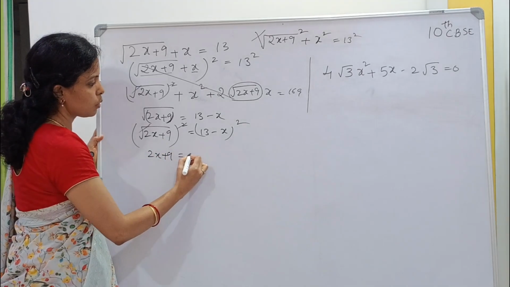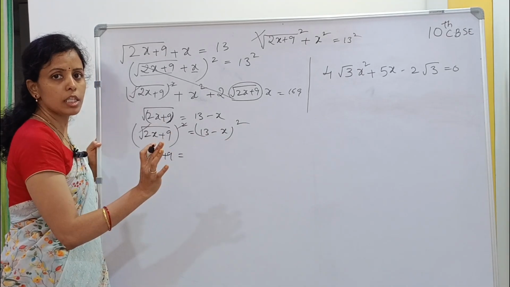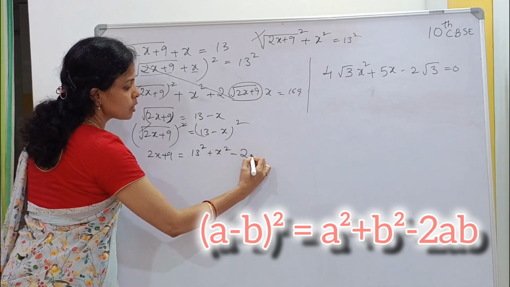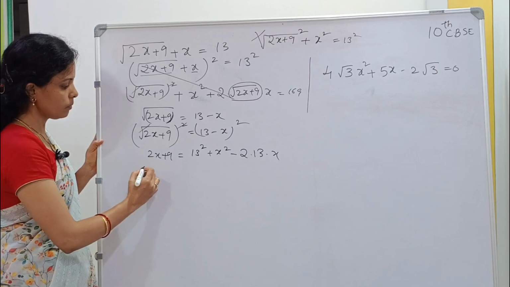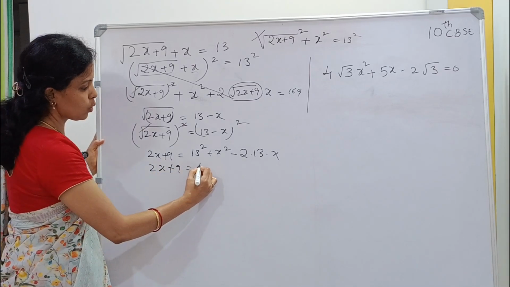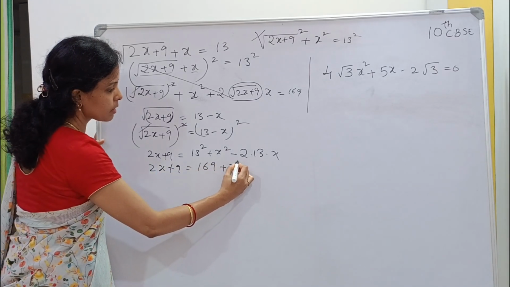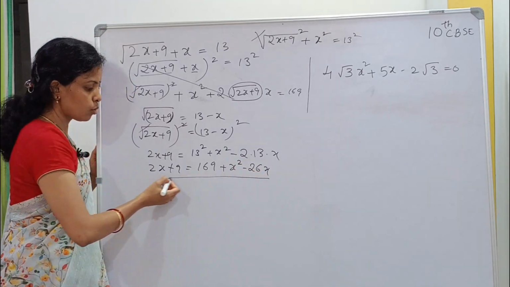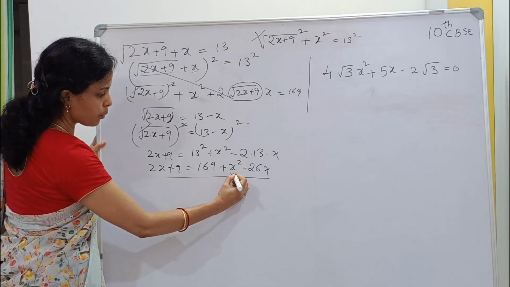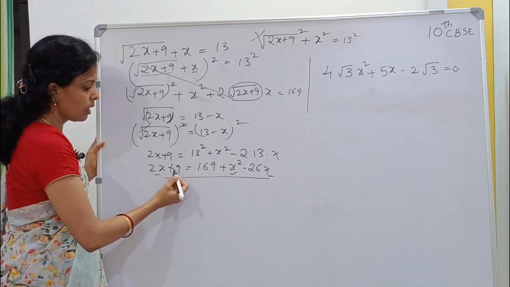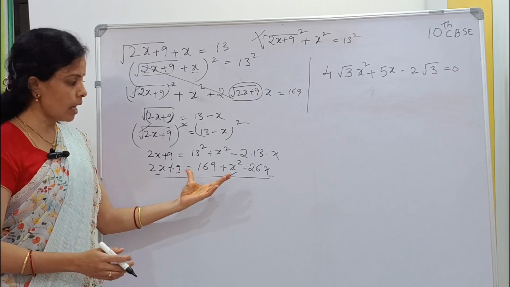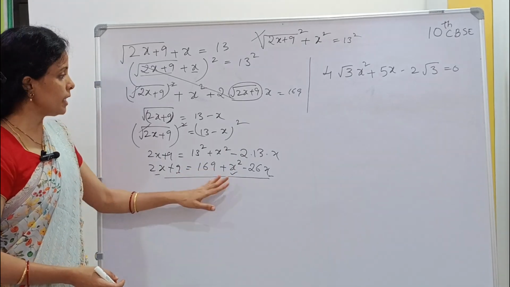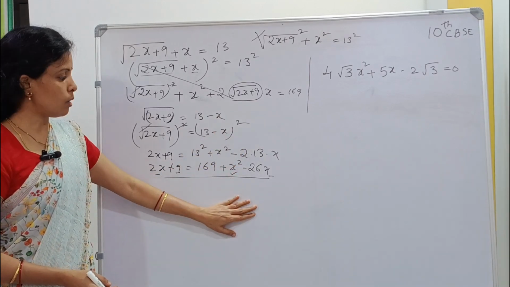2x plus 9 is equal to, again expand here. It's in the form of a minus b whole square. So a square plus b square minus 2ab. So we have 2x plus 9 is equal to 13 square, which is 169, plus x square minus 2 times 13 times x, which is 26x. When you solve this, we have an x square term, an x term and a constant. Just simplify the terms and get into x square plus bx plus c form. Then split the middle term and solve. Please do try this problem once you watch this video.